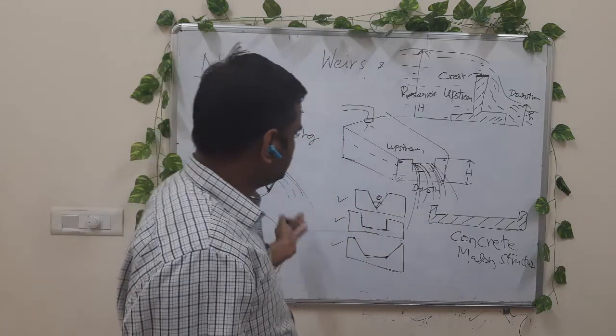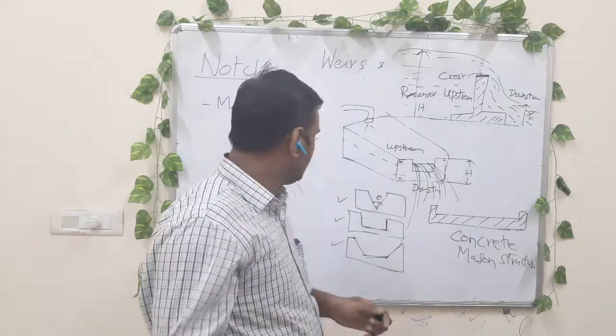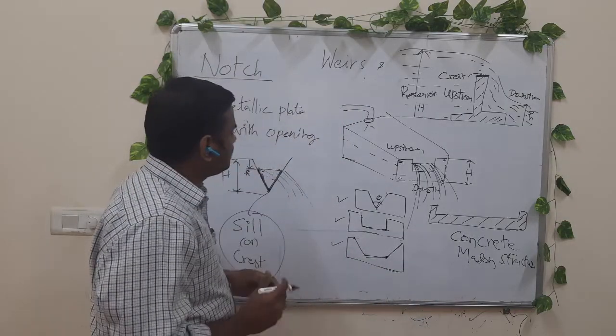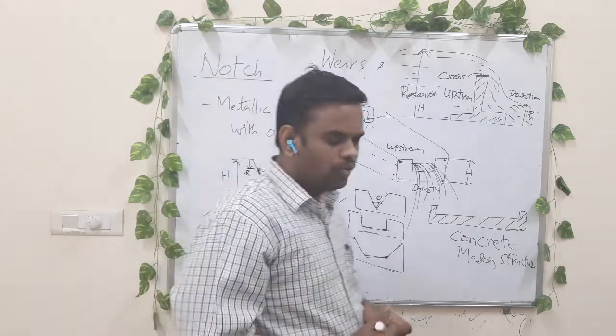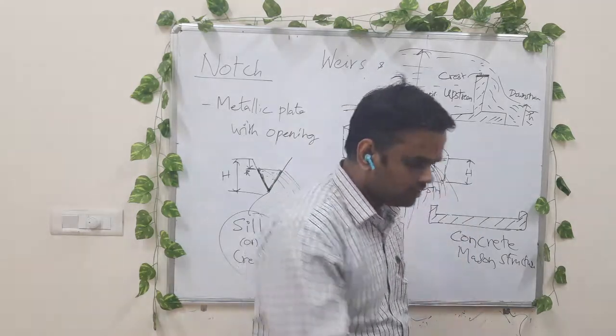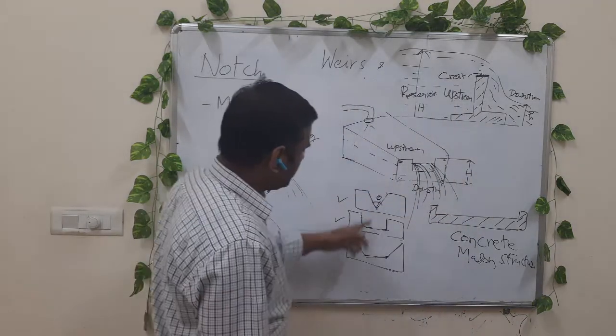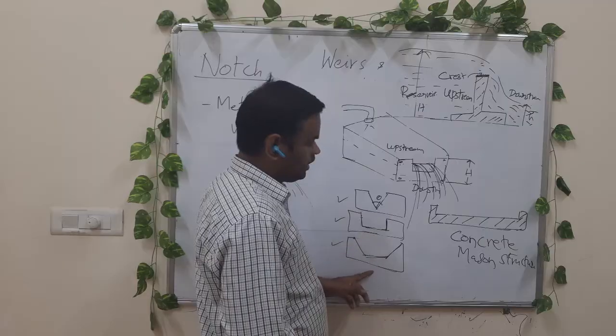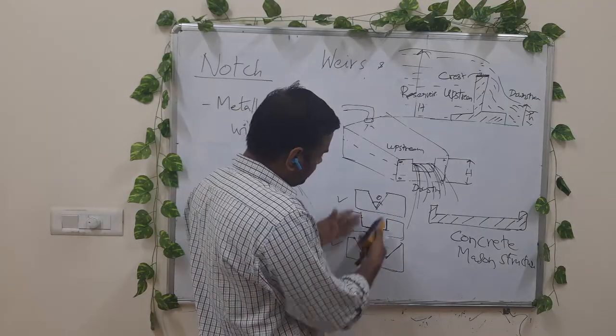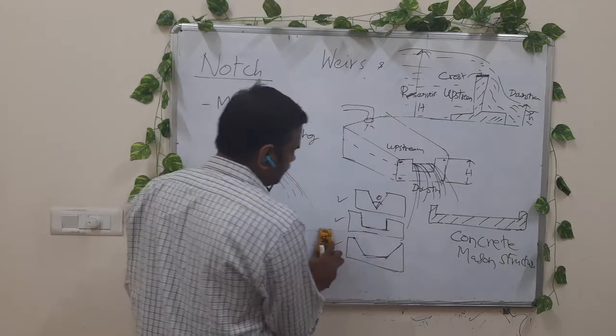So how will we determine the discharge through weirs or notches? Fundamentally they have the same principle, so that we will derive. For that we will consider a fluid element of a particular thickness. We will do it for a general geometry, and later we will move on to a specific geometry.